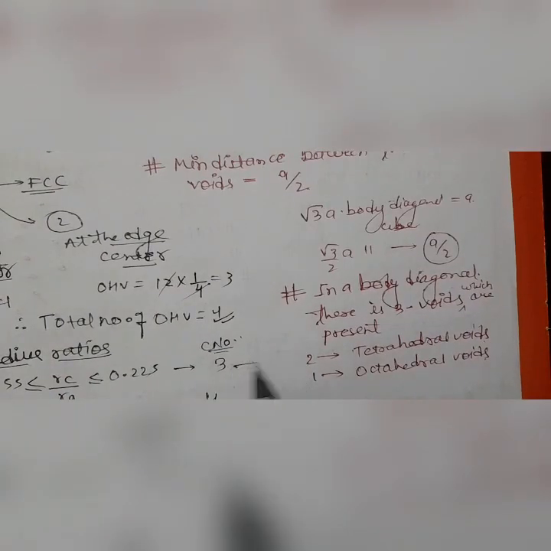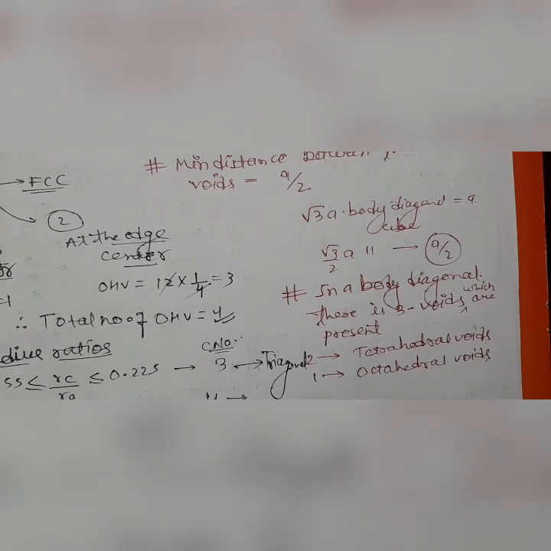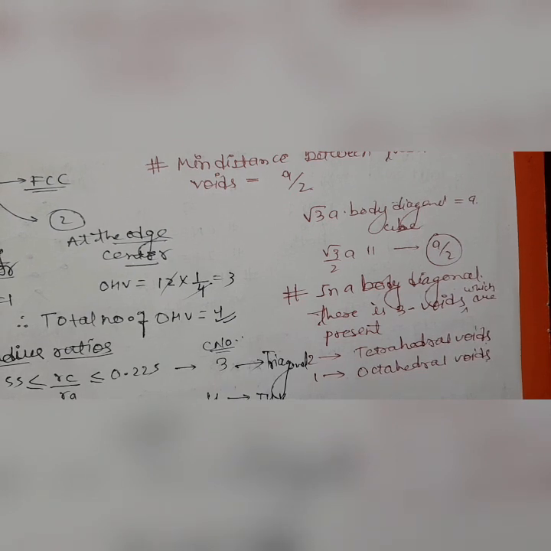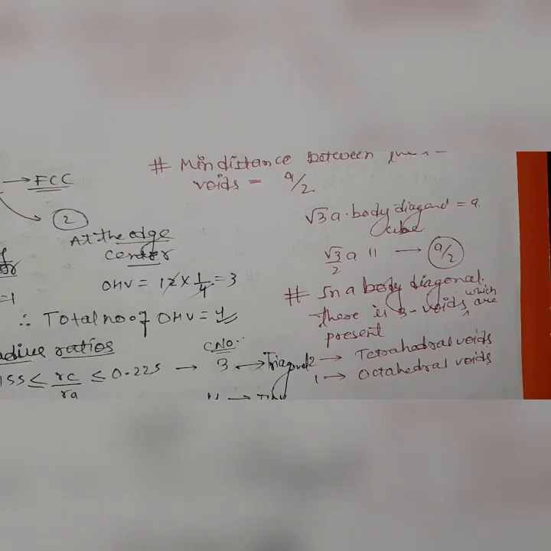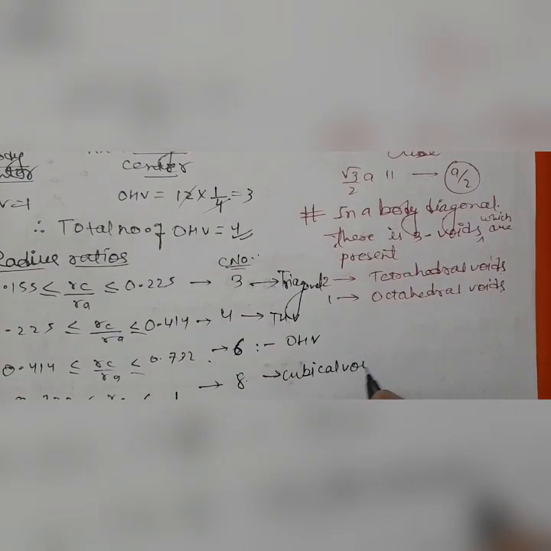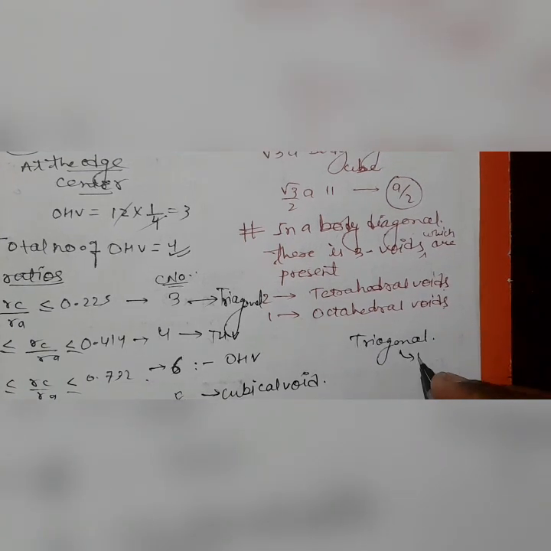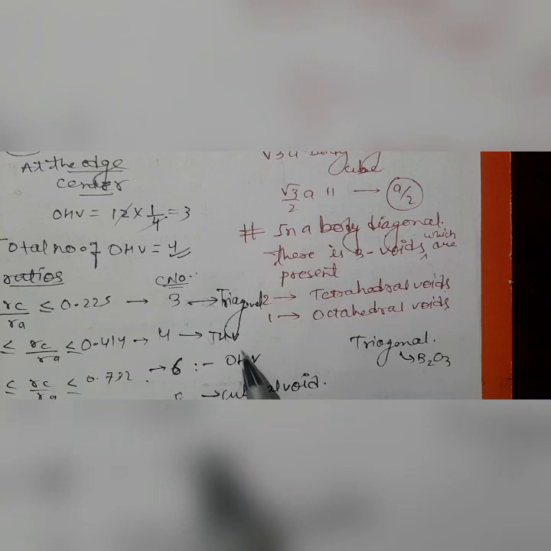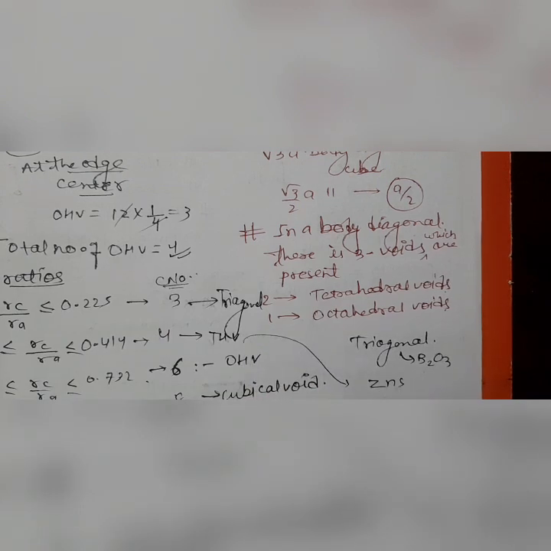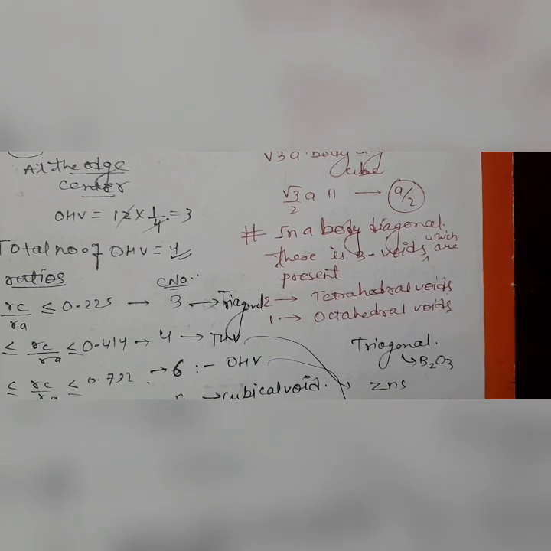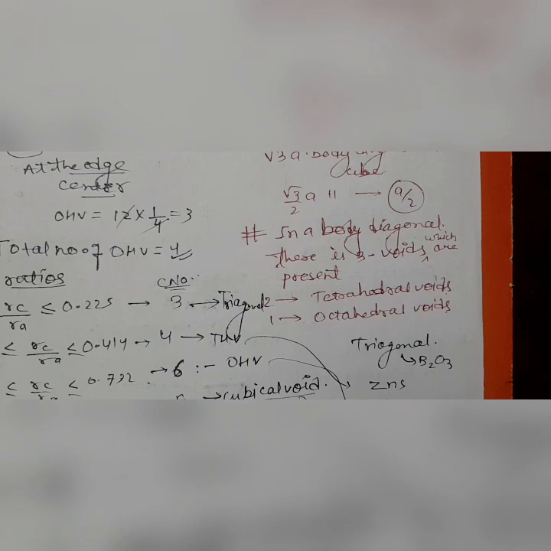Okay, so the geometry of the first is trigonal, then tetrahedral void, then octahedral void, and this is the cubical void. Some examples: trigonal is B2O3, tetrahedral voids have examples like ZnS, octahedral voids like NaCl and MgO, and the cubical void is CsCl.